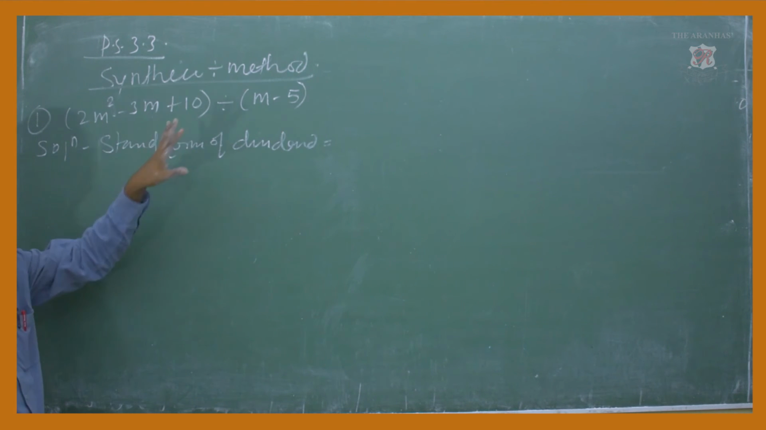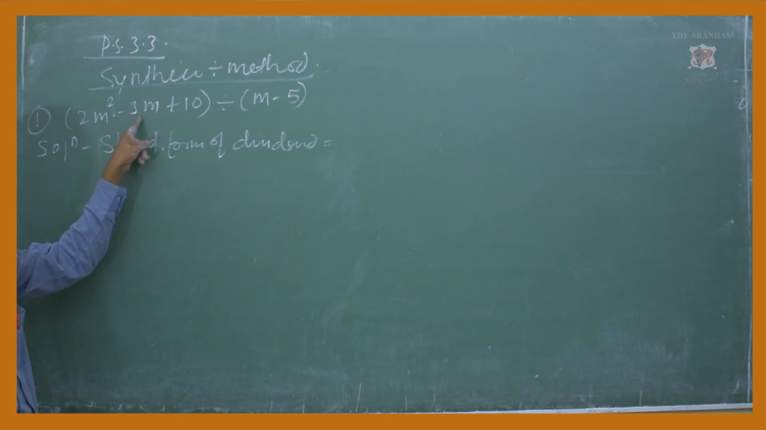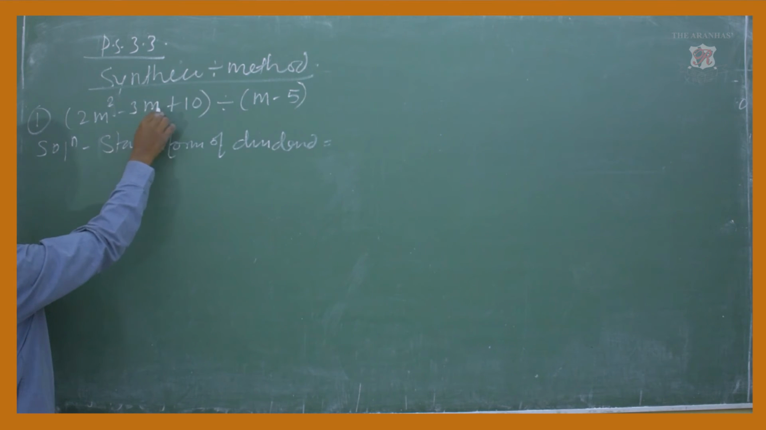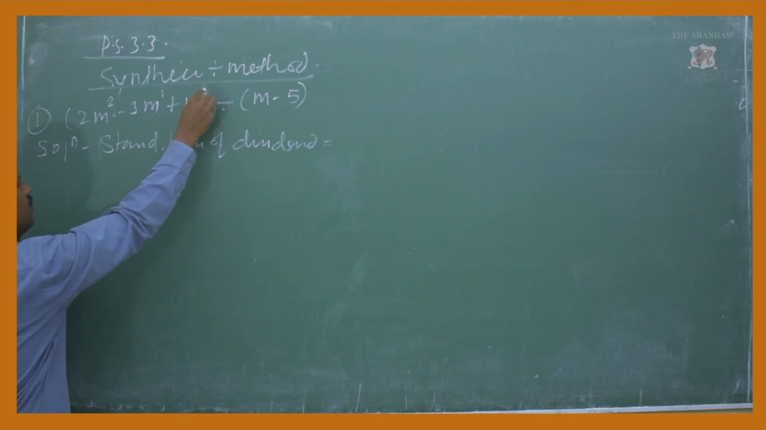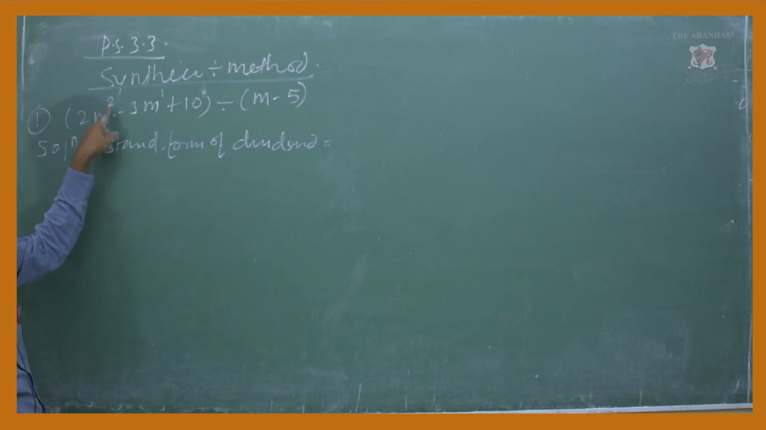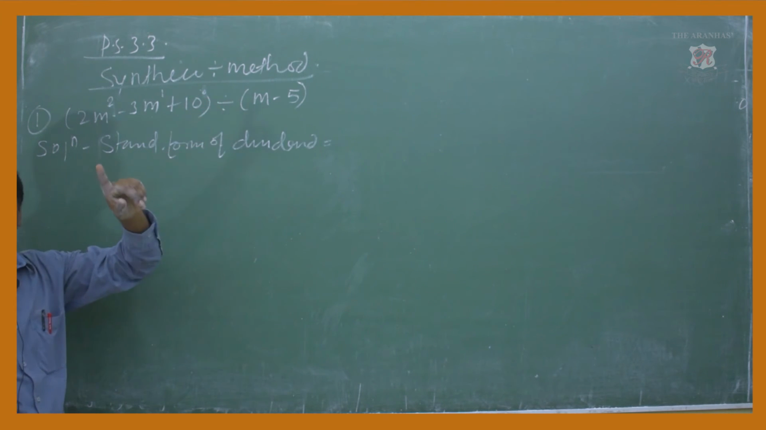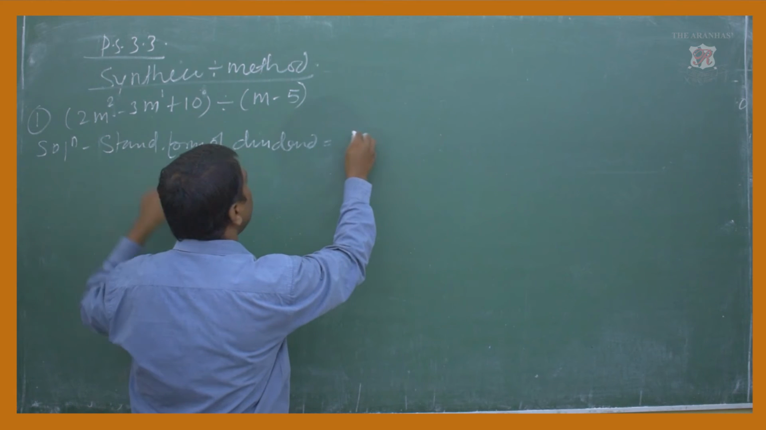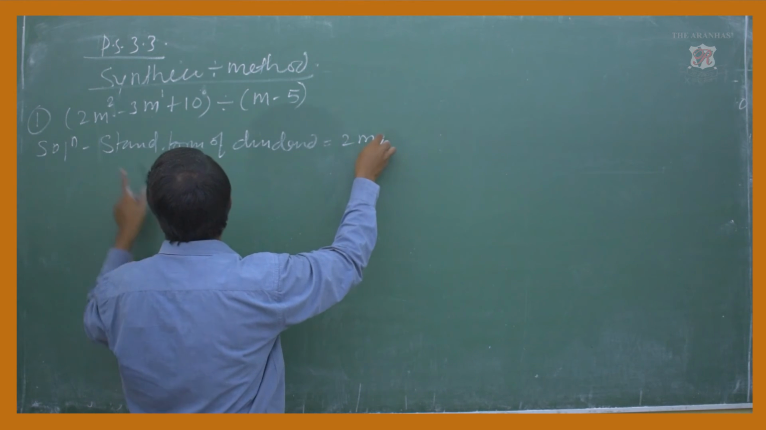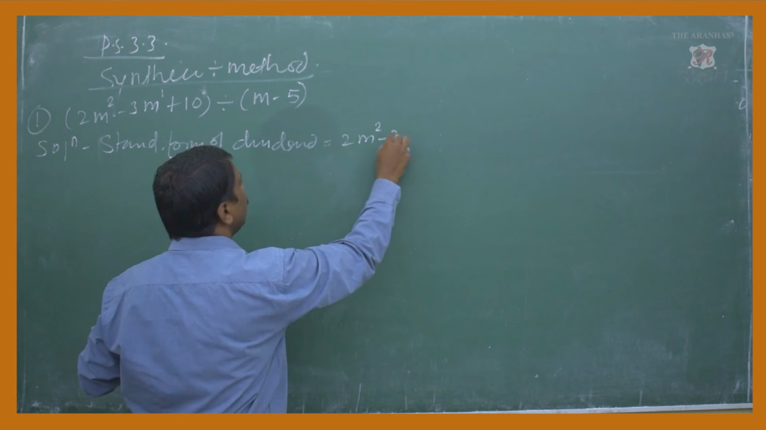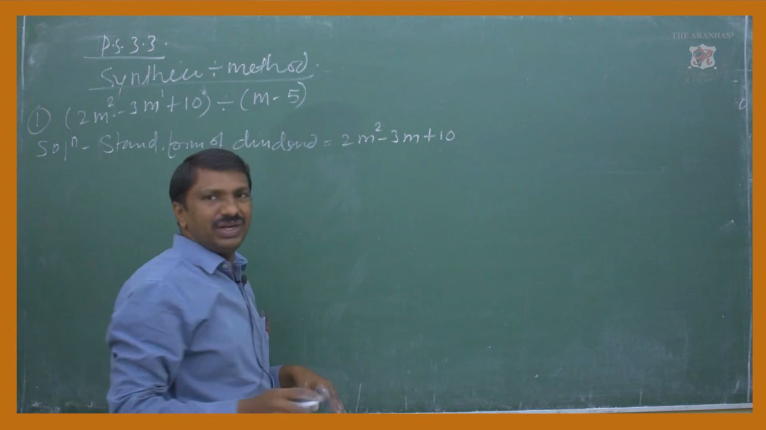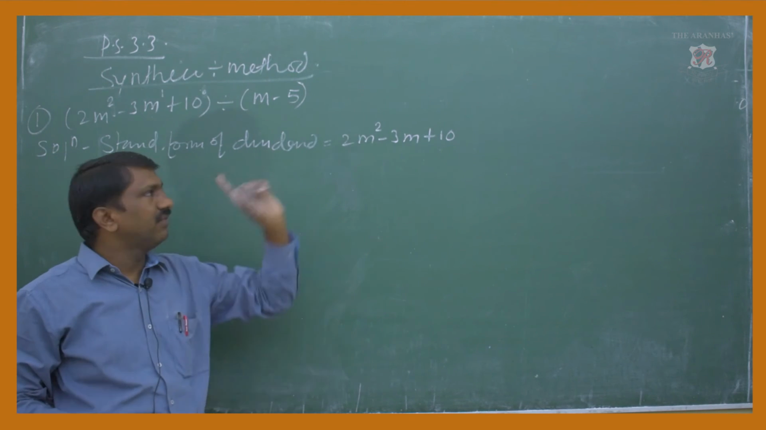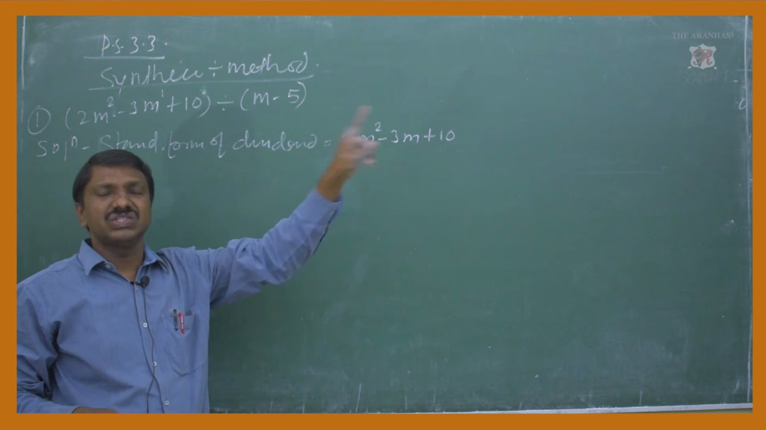So first check what is the given dividend. This is 2m square minus 3m plus 10. Now compare the degrees: 2m square has degree 2, 3m has degree 1, and 10 has index power 0. So the index powers are 2, 1, 0. It is already in standard form, so no need to rearrange; we write it as it is: 2m square minus 3m plus 10. The given polynomial is already in standard form.